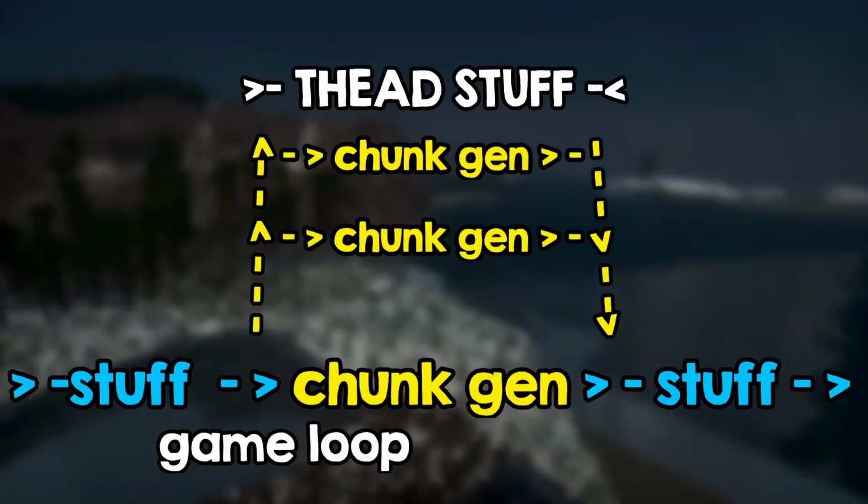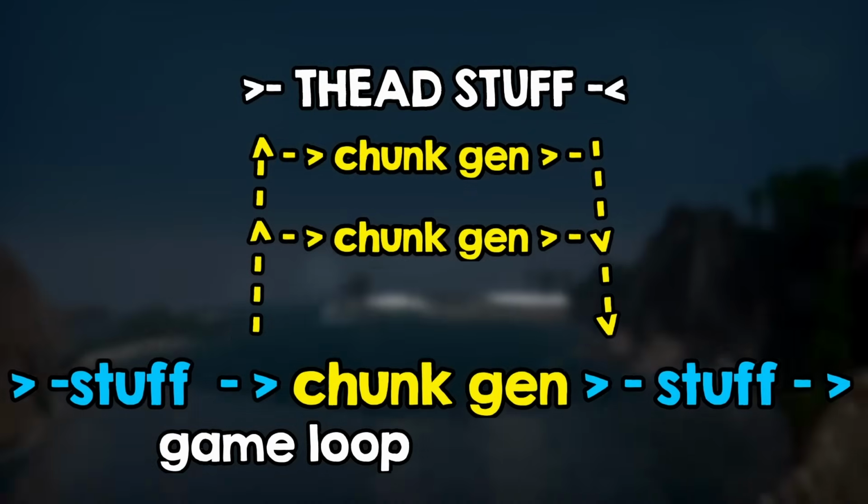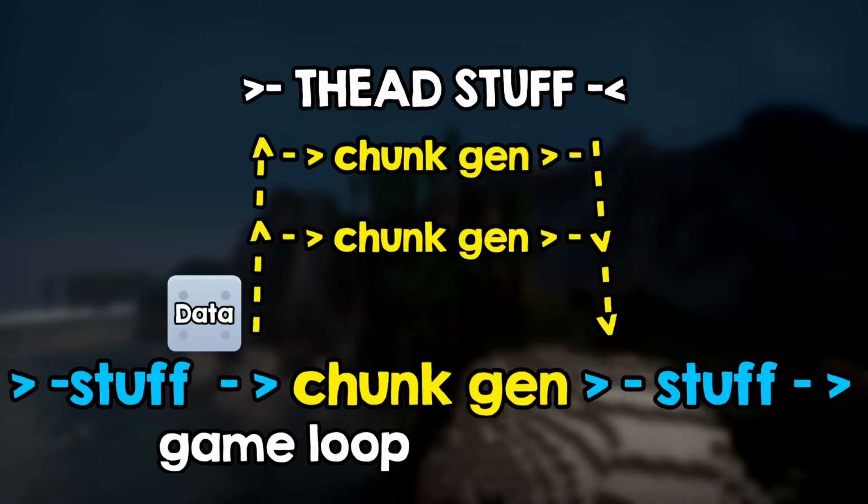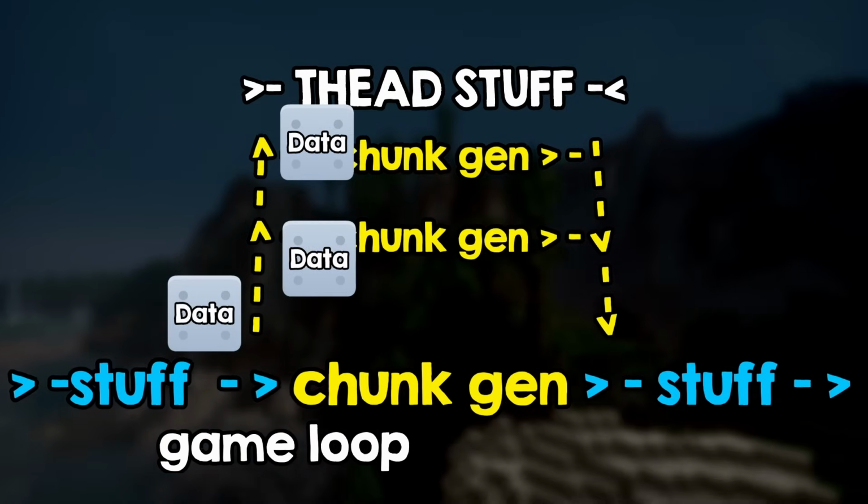Just make sure you don't modify the thread data from the main thread. And if that isn't an option, you can potentially copy the shared data across all threads, so each thread can read and modify it as needed.